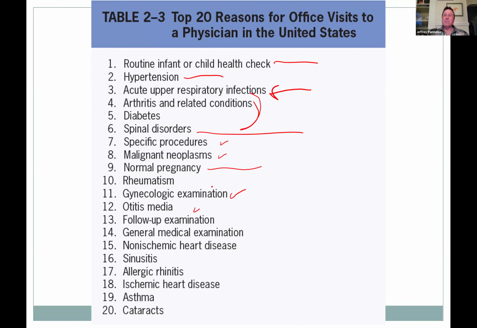So why do people go to the doctor? I want you guys to know. Mostly it's kids going to get checked out, but then things like high blood pressure and diabetes, a lot of office visits in order to manage those long-term diseases. And then colds.